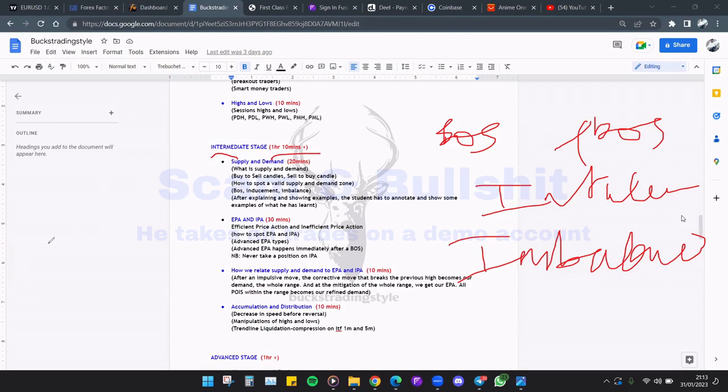And if you're doing that, you should mark out where the break of structure happened and where the inducements happened. Okay. Then for EP and IPA, I'm not going to give you specifics of what you're going to do, but just mark out some things on it. All right.